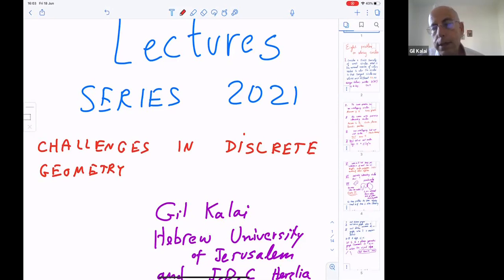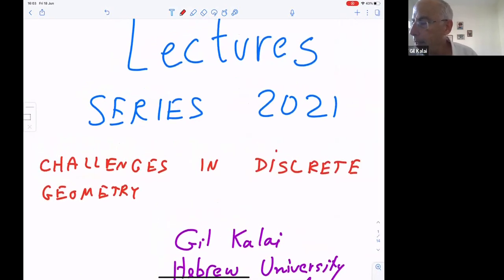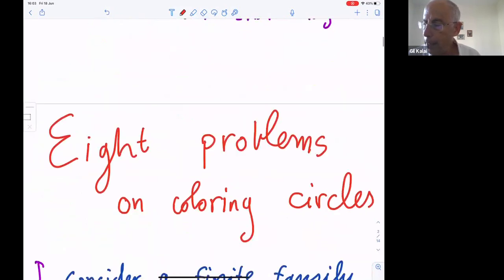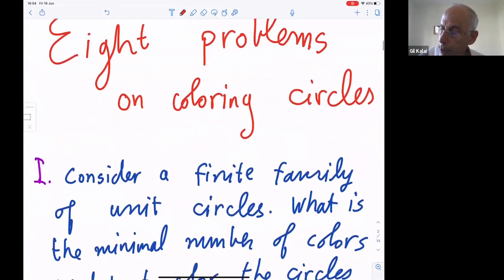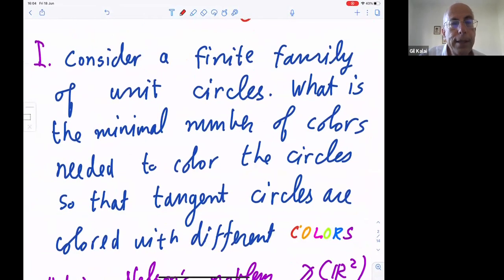And they appeared in a variety of contexts. So let me start by mentioning 8 problems on coloring circles. Now, although I talk about coloring circles, you will easily identify that we are talking about a geometric graph, at least for some of these problems.